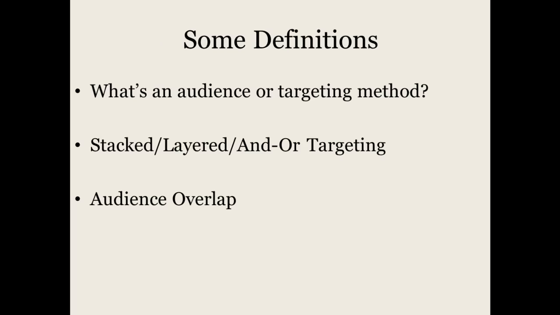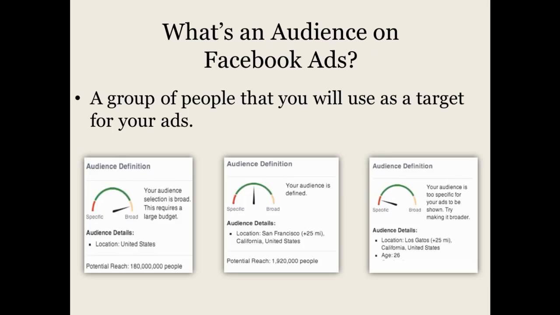Some definitions. What's an audience or targeting method? Next, stacked, layered, and or targeting. Next is audience overlap. Moving on. What's an audience on Facebook ads? A group of people that you will use as a target for your ads. This is the point where you are going to find the right person who would probably purchase your product or who would probably have an interest in your product. You're going to find an audience for your product. Let's say, for example, you are selling makeup. So your target would be women, girls, feminine, stuff like that.